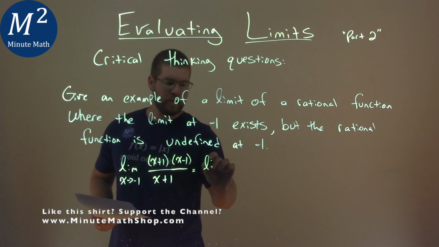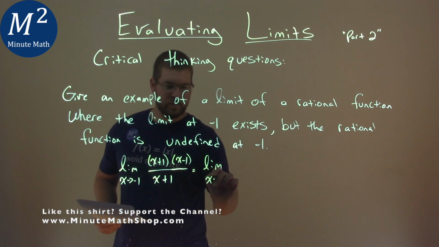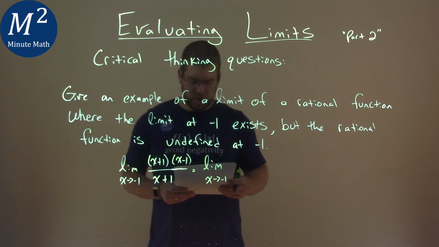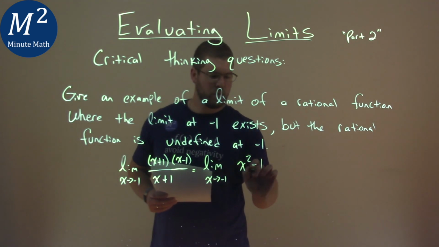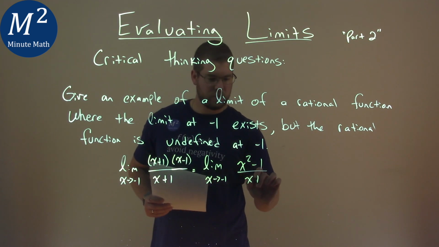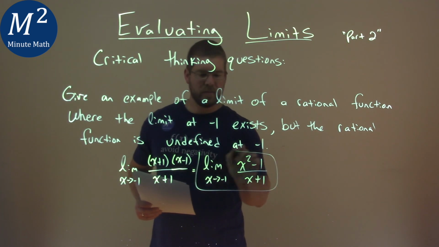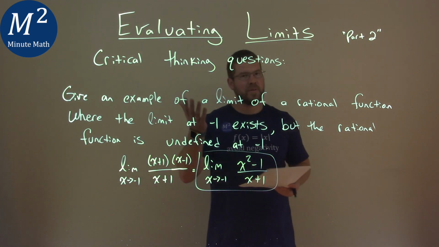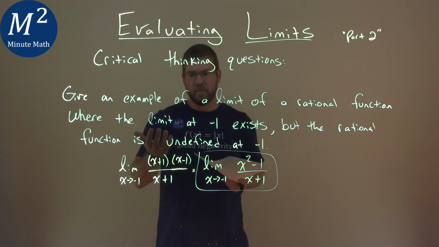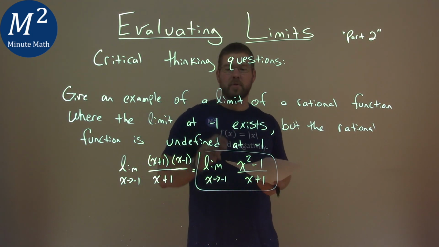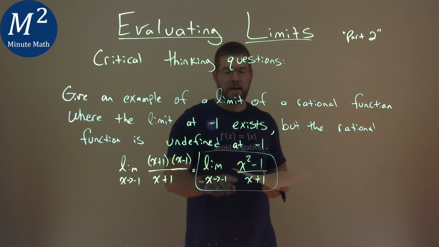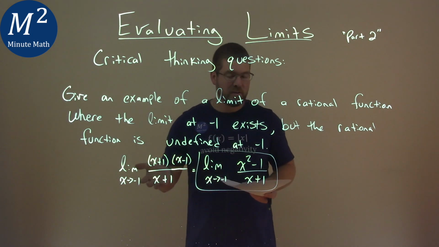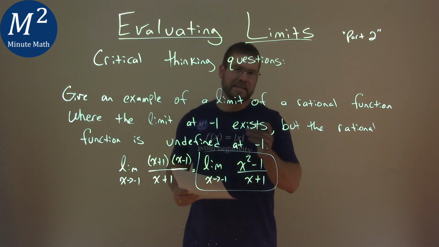So if I want to rewrite this to be kind of combined out as x approaches -1, our numerator would be the x squared minus 1 over an x plus 1. And so here's an example of a limit where this critical thinking question they provided to us, where the limit at -1 exists, but it's also undefined at -1. Again, there are many answers here for this, but here is just one example.